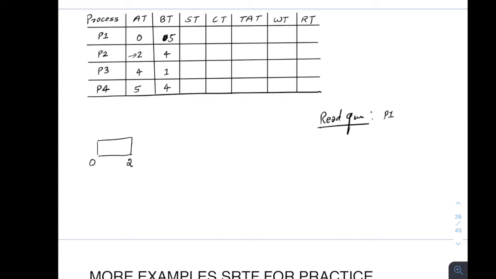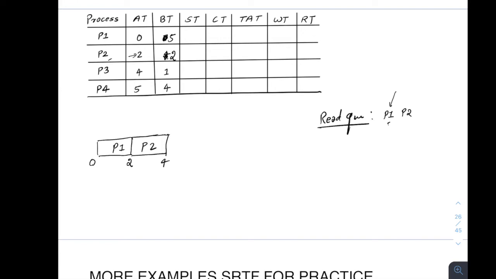Now P2 also arrived. P1 has not completed, and P2 arrived. At time 2, among P1 and P2, which has less burst time? P1 got preempted and entered the ready queue again. I have not shown it here, but it did. Now you check among P1 and P2, and you see that P2 has lesser burst time than P1. So you schedule from 2 to 4. This was P1, this is P2, and it becomes 2 now.